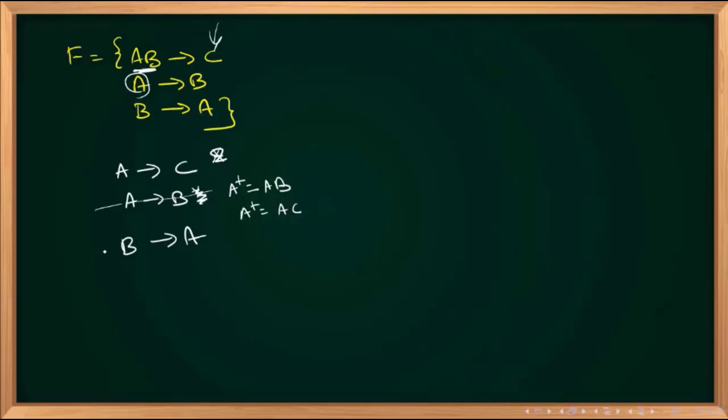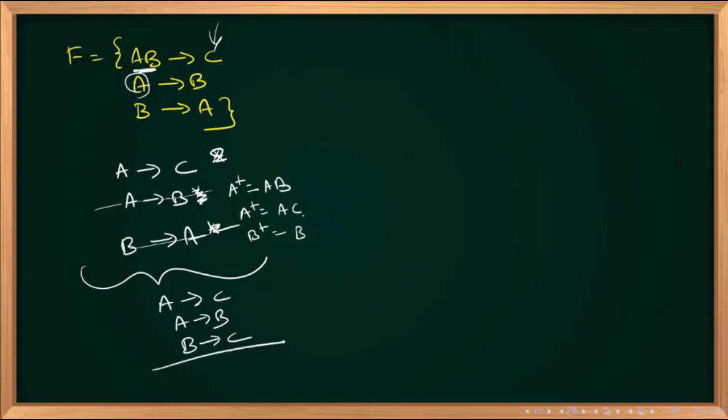Now can I remove B to A? Take B closure in the remaining. So B closure contains B. That's all. B closure is not containing any other thing. So B to A is missing. So I cannot remove B to A. So ultimately, A to C, A to B, and B to A, we cannot remove anything. So this is one answer. Whether anybody got any other answer? A to C, A to B, B to A. Now you cannot remove any attribute, and now you cannot remove any functional dependency. In that case, it is irreducible. Now you can say that it is correct.